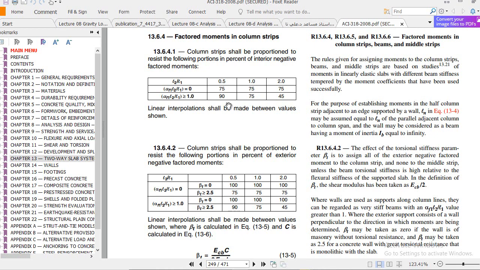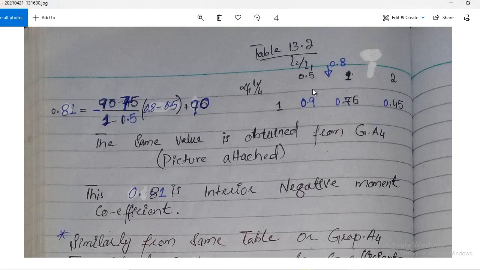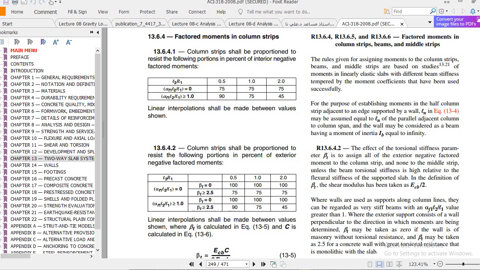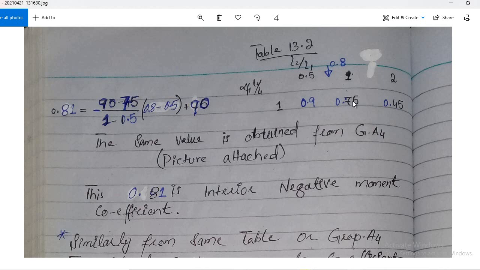Now, okay, so we will use 1. Clear? 0.9, 0.75, I think so. 0.5, okay. 0.5, 0.75. Okay, this is all right, it is okay.